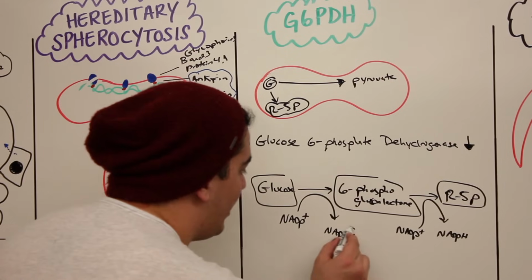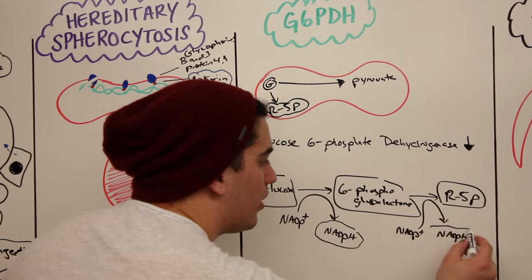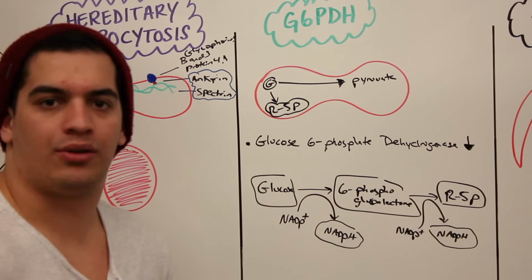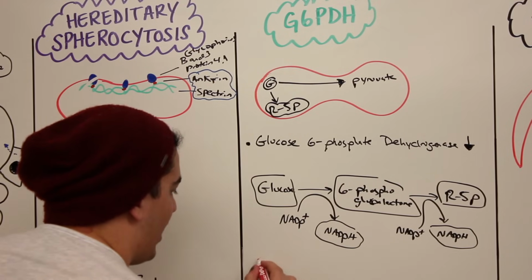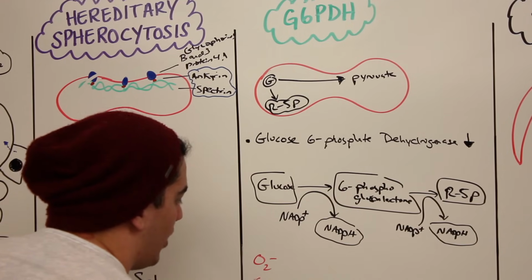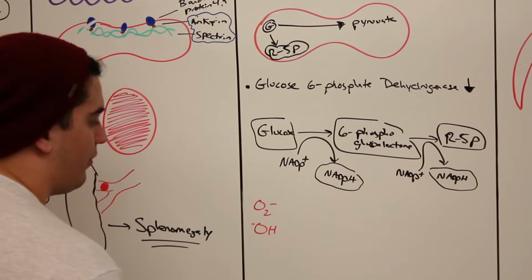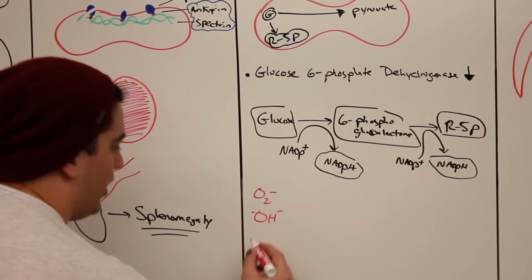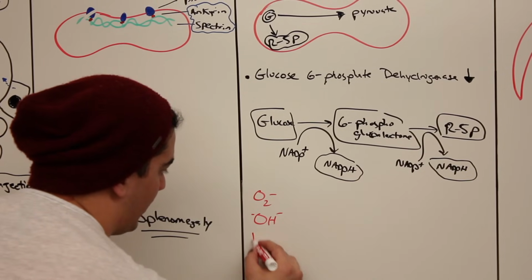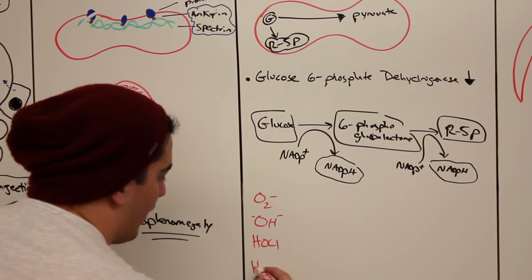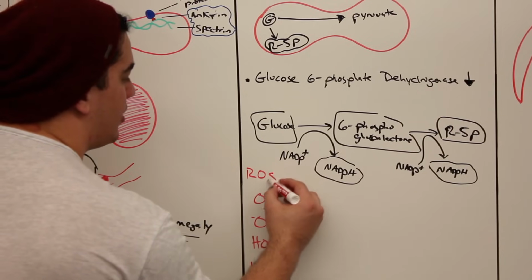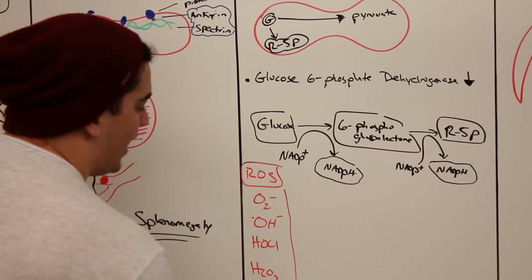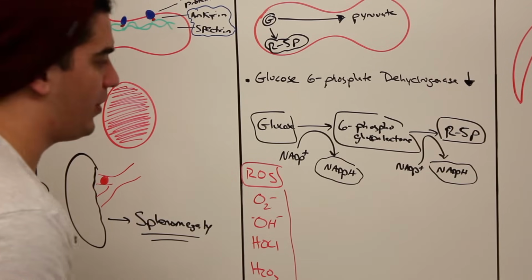Why is this NADPH so important? Well, you know there are a lot of free radicals that our body produces all the time, okay? Remember we have the superoxide anion. You can have the hydroxyl free radical. You can even have specifically hypochlorous acid. You can have hydrogen peroxide. And these are your free radicals, right? So these are reactive oxygen species. What is the danger of these? These can damage all kinds of different stuff within our body.